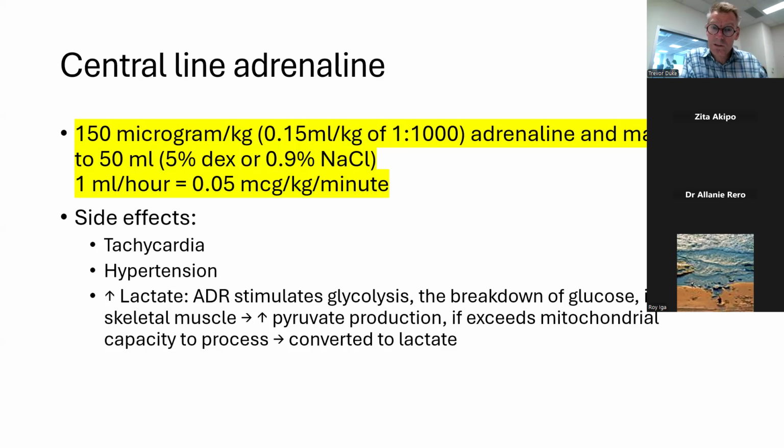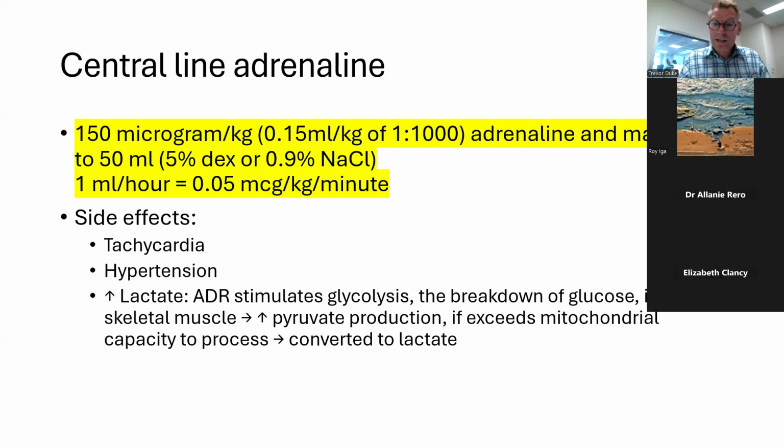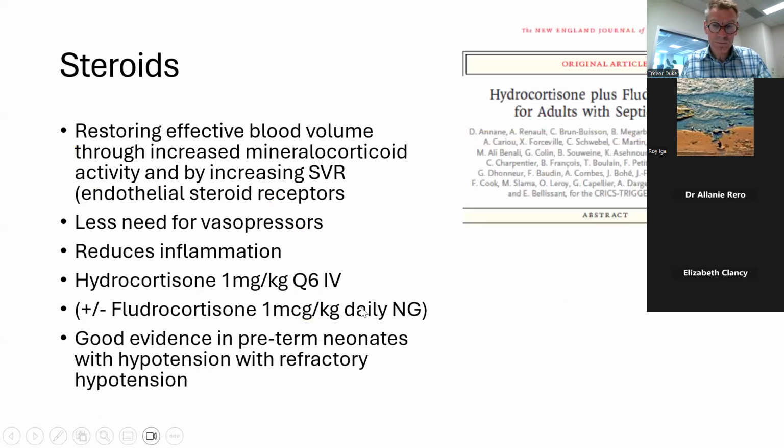It's a metabolic reason. That is, adrenaline stimulates glycolysis, the breakdown of glucose in the skeletal muscle that gets converted to pyruvate, and that can sometimes exceed the mitochondrial capacity to process that pyruvate, and then it gets converted to lactate. So it's a metabolic pathway that can be stimulated by adrenaline. But the main thing is sometimes it leads to tachycardia and hypertension.